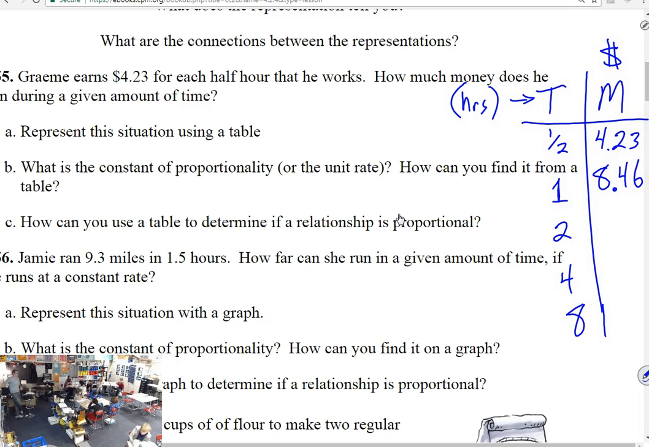So then if I double again on my X, I double again on my Y. So 16.92. Now you might have different values on your table, and we could keep filling this in. I'd end up with like 33.84. And then in a day, he might make $67.68.